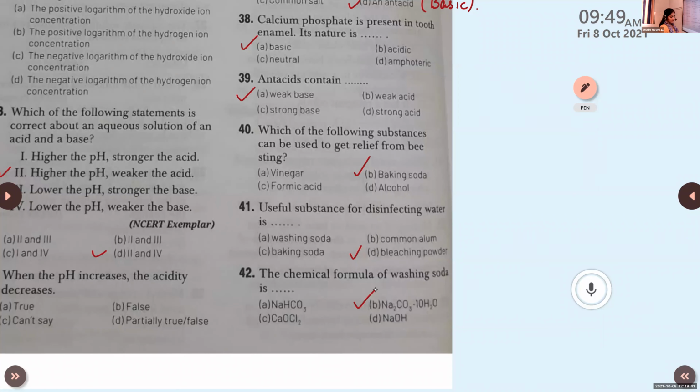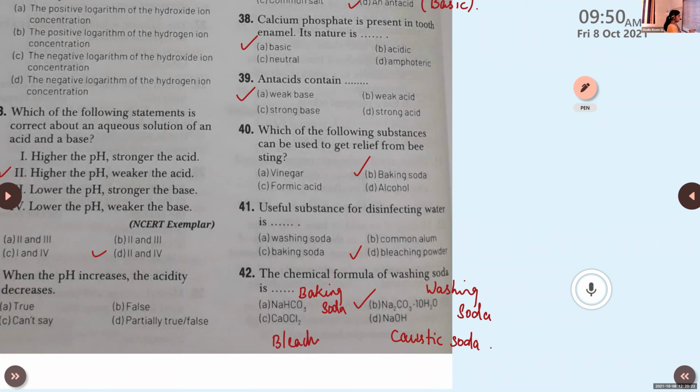Option A, NaHCO3. What is NaHCO3? Sodium hydrogen carbonate, otherwise known as baking soda. Yes, this one is baking soda. This one is washing soda. Then what about CaOCl2? Caustic soda is NaOH. CaOCl2 is bleaching powder.